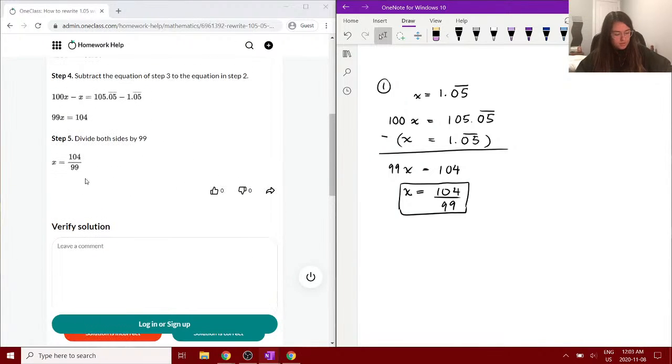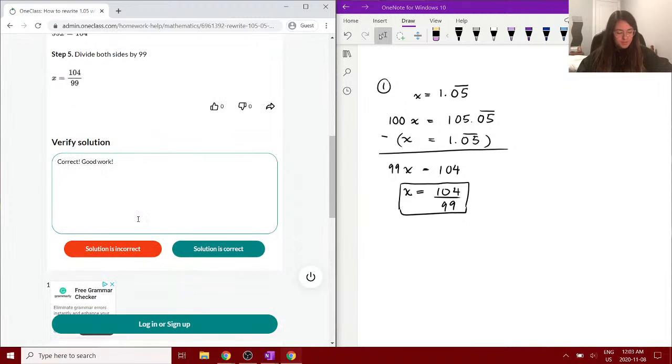Alright, so they have the same solution here, and I'm just going to write correct. Good work. And we can go to the next question.